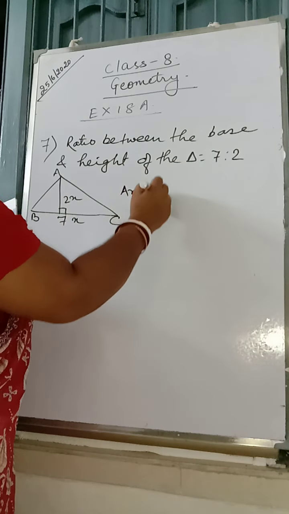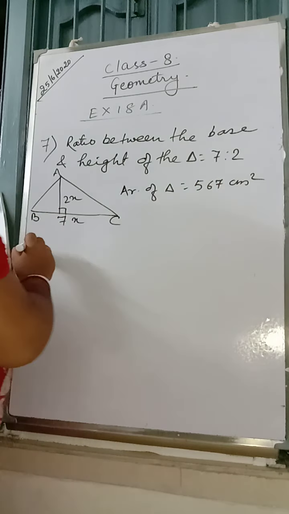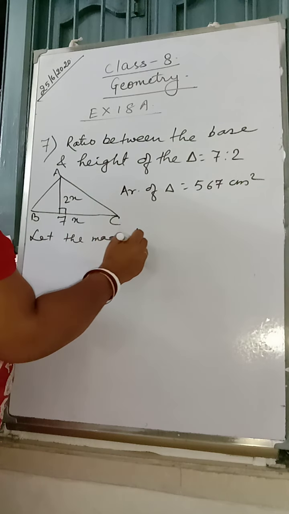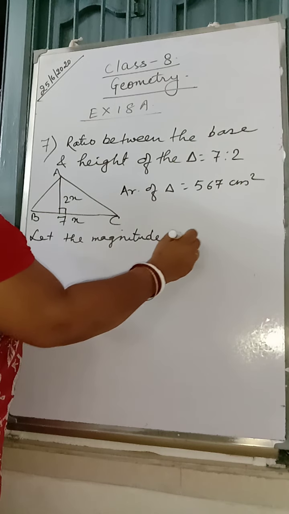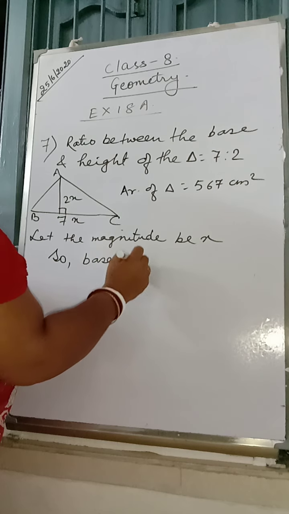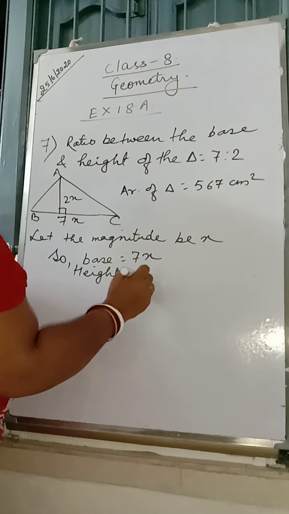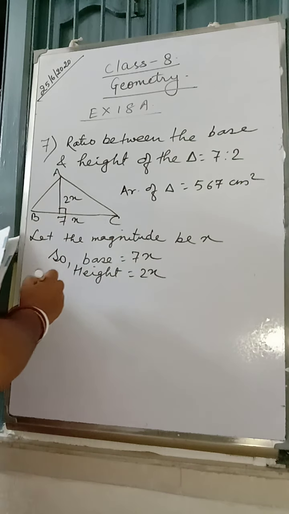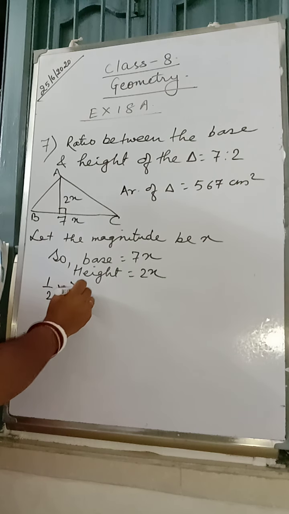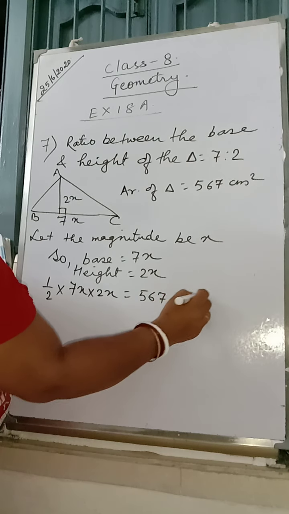Area of triangle is 567 centimeters square. You write, let the magnitude be x. So base would be 7x and height would be 2x. So what can we write? Half into 7x into 2x is equal to 567 centimeters square.